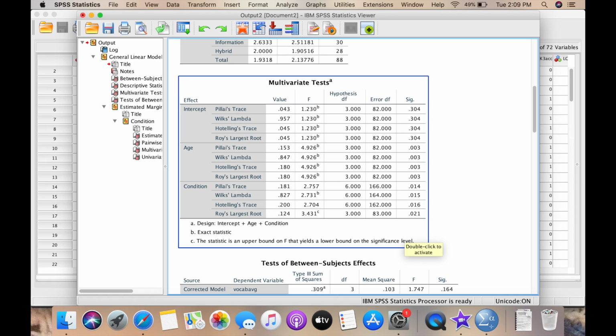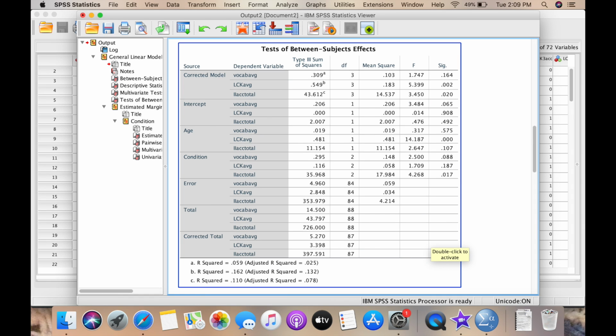That condition has a significant effect somewhere in our data. And as we can see, the number is 0.014, so yay, that's significant. Okay, so because that's significant, and only because it's significant, that means we get to scroll down and see where in our dependent variables that difference is significant.